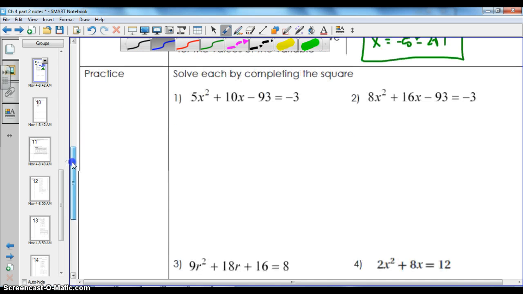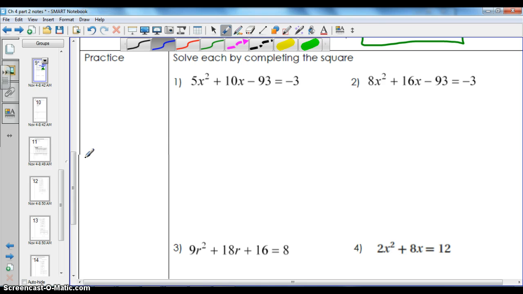All right, let's take a look at a couple more. Let's do one more together, and then I'll have you try number 2 on your own. So again, first step, get rid of that unmagical number. So it's 5x squared plus 10x equals 90. Now we want to get rid of this front term, so remember that's when we divide. So we wind up with x squared plus 2x equals 18.